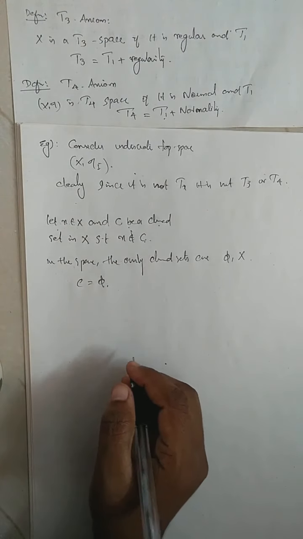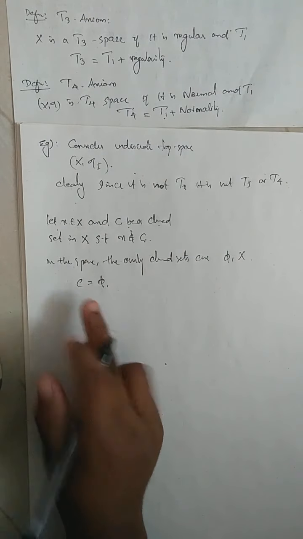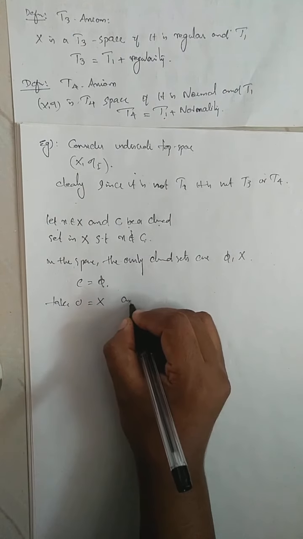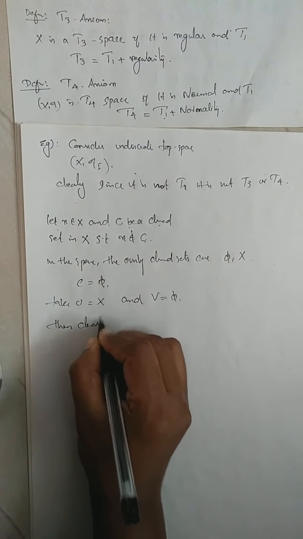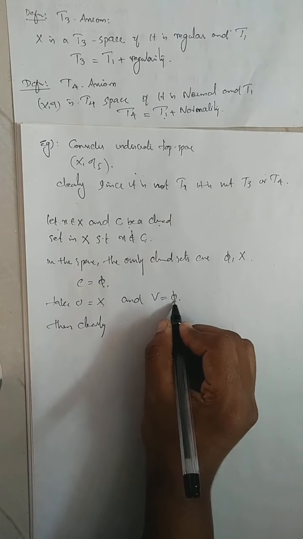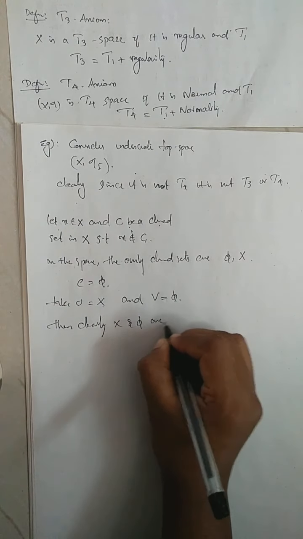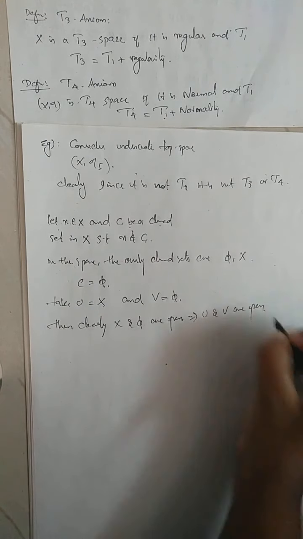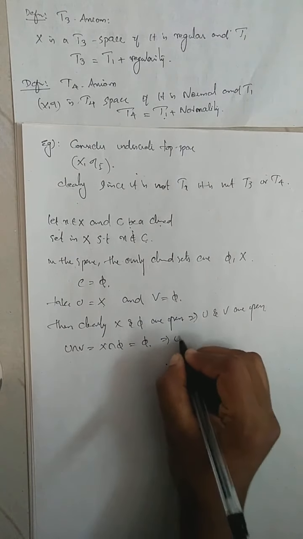Then we want disjoint open sets to contain the point x and the closed set C, right? So I take U equal to the whole space X and V equal to the empty set. Clearly the entire set and the empty set are always open in any topology. So U and V are open. And what is U intersection V? X intersection empty is empty. So U and V are disjoint.